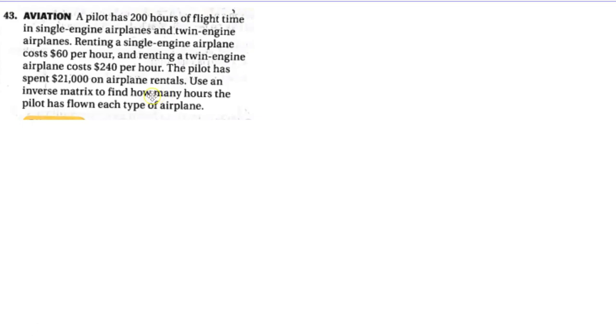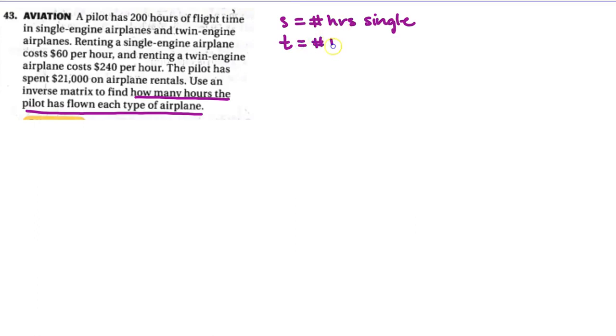So the question is, how many hours has the pilot flown each type of plane? So let's choose our variables based on that question. I'm going to let S equal the number of hours flying the single-engine airplane. And I'm going to let T equal the number of hours flying the twin-engine airplane. Now we know that the pilot has a total of 200 hours of flight time, so that equation would be S plus T equals 200.